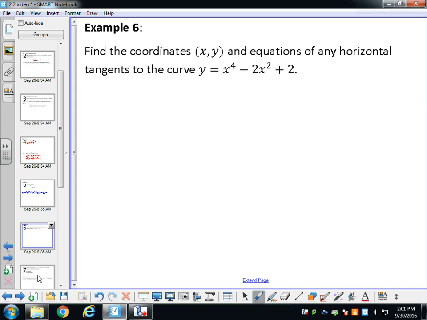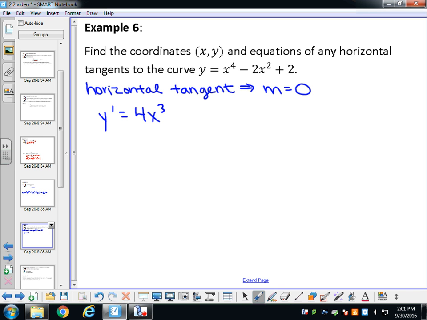All right, example 6. I need to find the coordinates and equations of any horizontal tangents. In order for a function to have a horizontal tangent, that implies that the slope is going to be 0, because a horizontal line always has a slope of 0. So I want to find the derivative of my function. I'm going to start with y prime and use my power rule. So I end up getting that y prime is 4x cubed minus 4x.